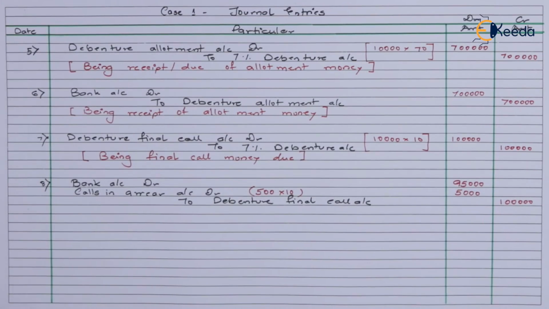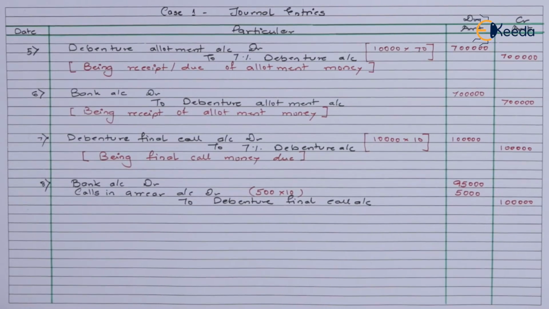So the amount that we have received in our bank account is 95,000, calls in arrears is 5,000, and the expected amount was 1 lakh. Let's mention the entry: bank account has been debited, calls in arrears account has been debited, and final call amount has been credited here. So it's time to mention the narration.